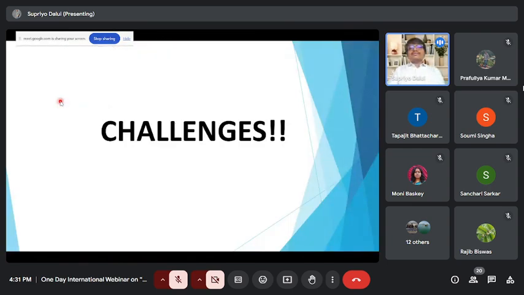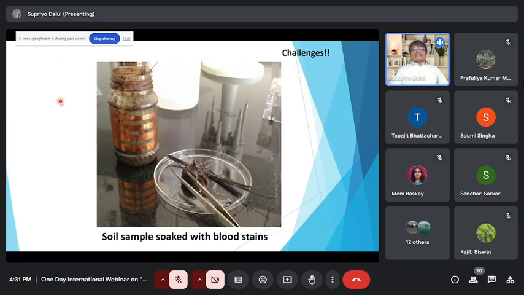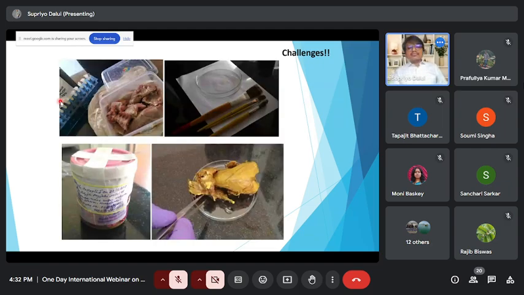So in wildlife forensics, what are the challenges that we face? Suppose we get samples like roasted animal body parts, how would you identify the species? Or a crime has happened in a particular forest, but you don't get any body remains, only soil soaked with blood. How will you find out which animal has been killed in that area? Then you can have raw or cooked meat or other animal products, and you have no way to find out which animal.